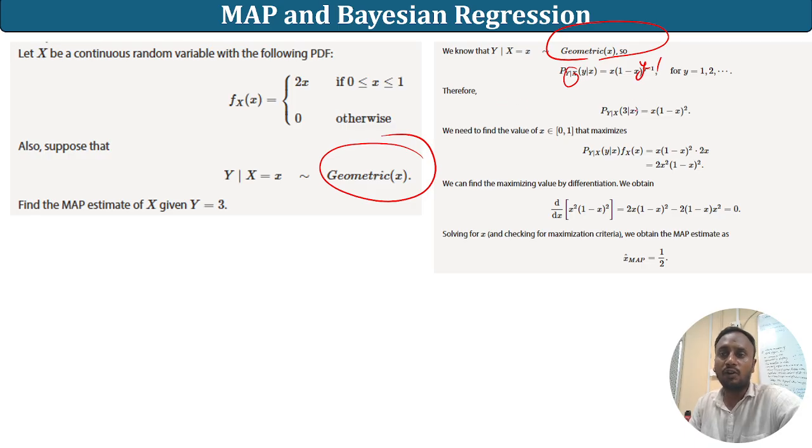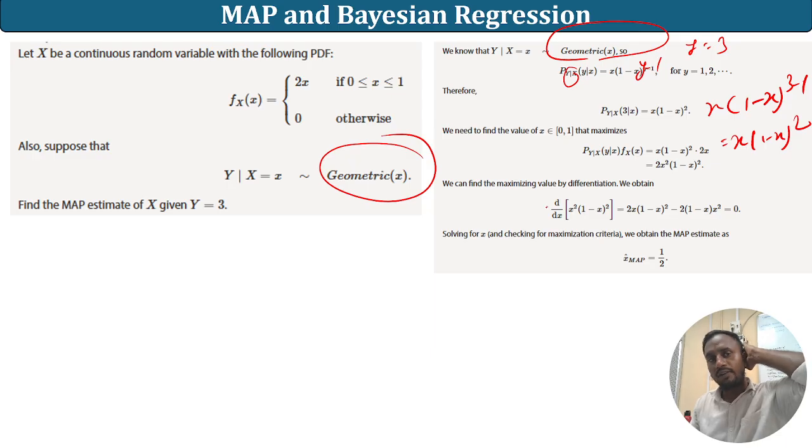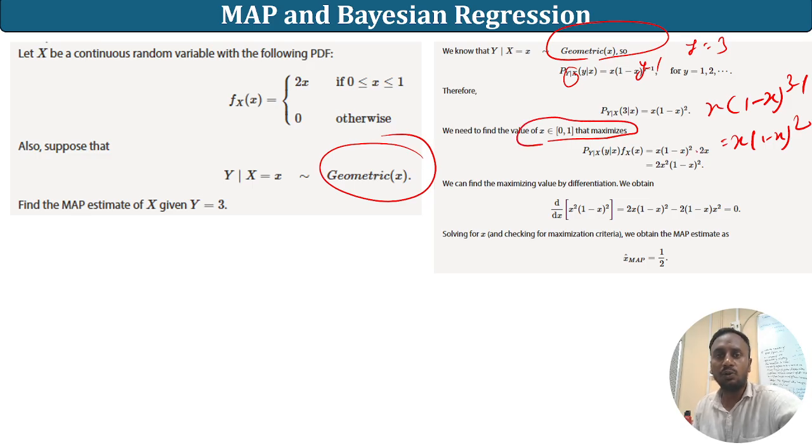So for the value of 3 for the given x, x into (1 minus x) square, x to the y, actually how much do we have? It's 3 minus 2, so it becomes (1 minus x) to the power 3 minus 1. So x into (1 minus x) whole square. Now we need to find the value, and the maximum is in 0 to 1: x into (1 minus x) square into 2x.